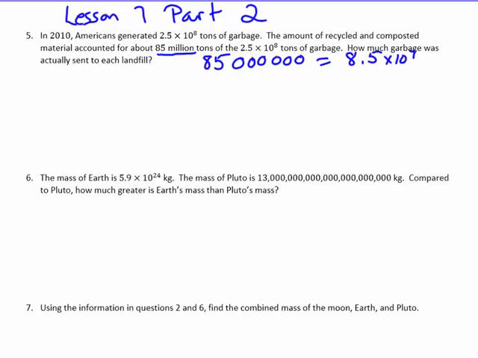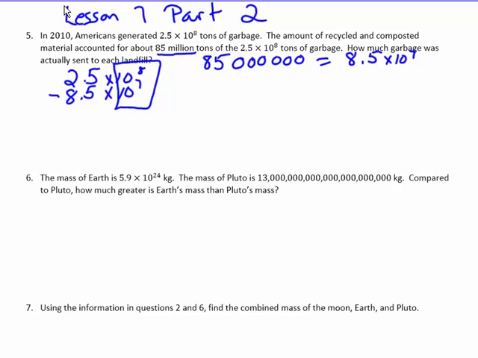So this is a subtraction. I know the total was 2.5 times 10 to the 8th. So now we're going to be subtracting our 8.5 times 10 to the 7th. Unfortunately, though, I can't subtract it like this because in order to subtract, or to add, your power of 10 has to be exactly the same. And that's not happening here.